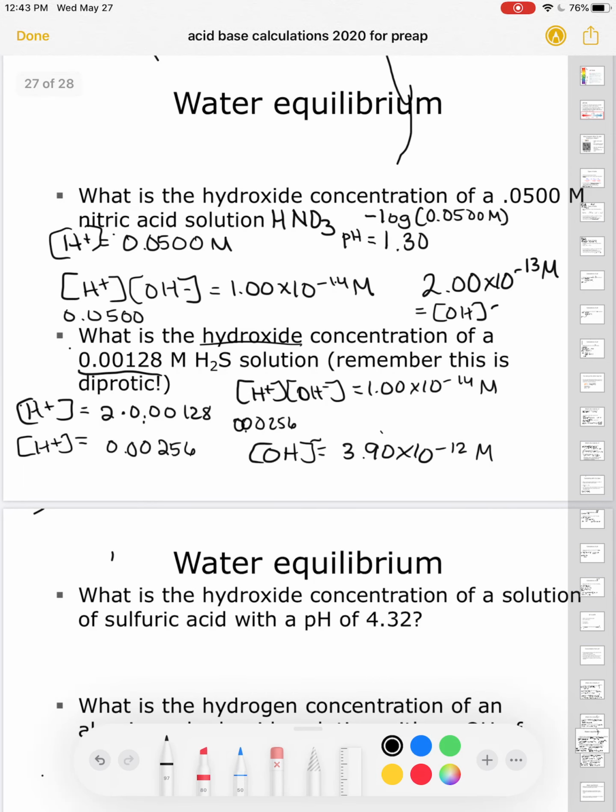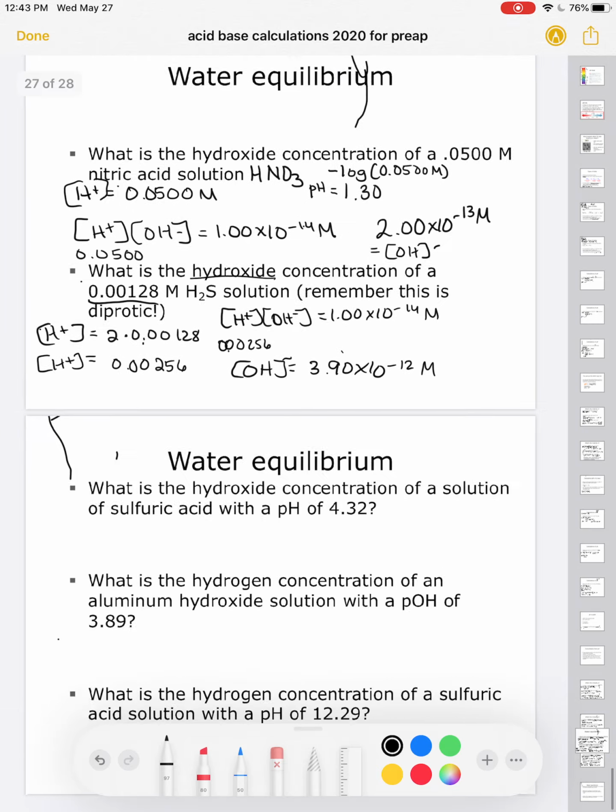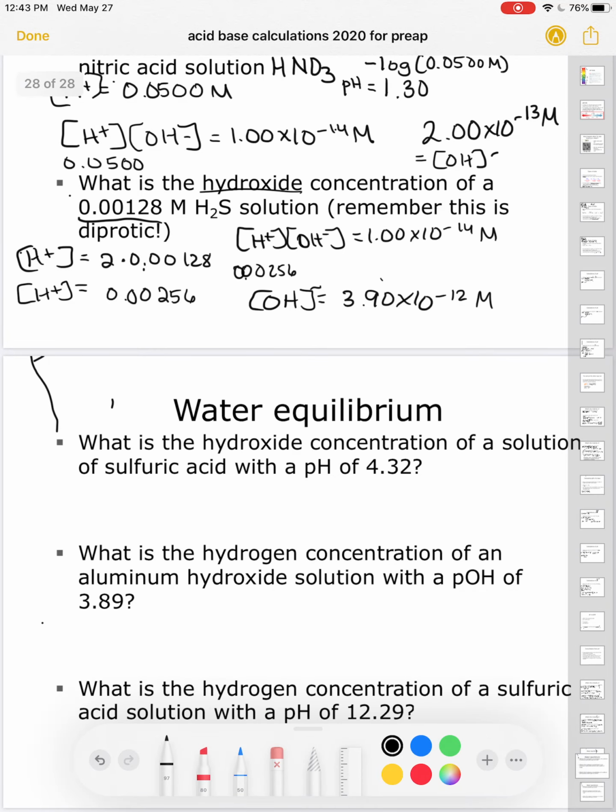All right. So now we can do this from pH too. We can figure out the hydroxide concentration from pH. This sounds like fun. Let's do it. So we have a pH of 4.32. We can use the water equilibrium constant. I tend not to. I think it's easier just to do pH and pOH. So let's do it that way.